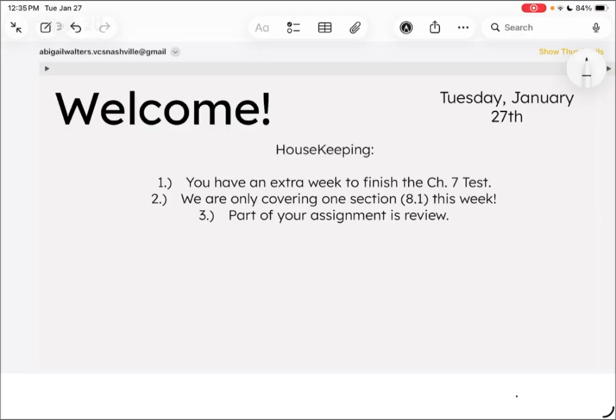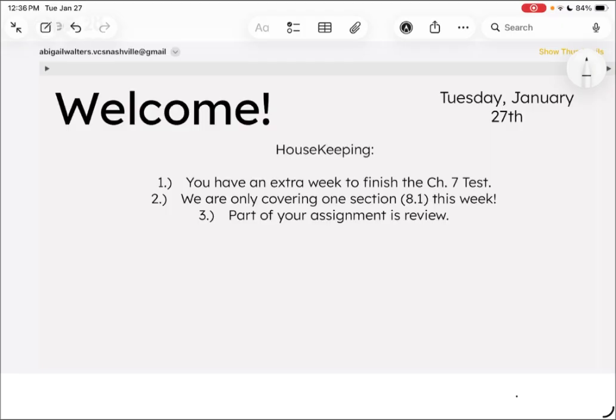So just some housekeeping before we hop into chapter 8. If you have not finished the chapter 7 test, please do so before next Tuesday. I'm going to give you guys an extra week to turn that in. We're just going to cover one section this week, so we're not overloaded. I know you've got a lot on your plate with all that Tuesday and Thursday work moving to home.